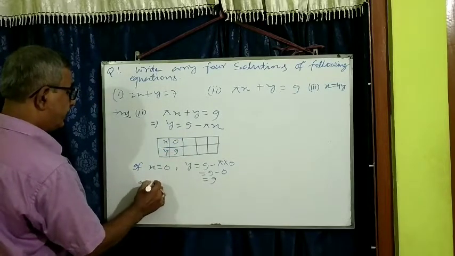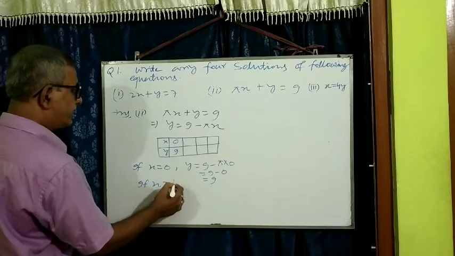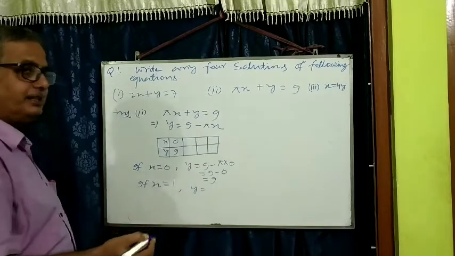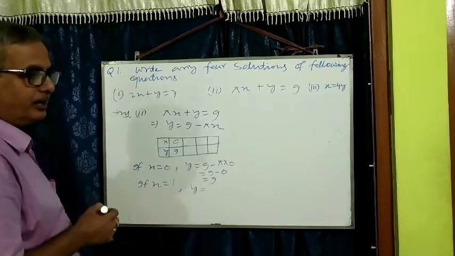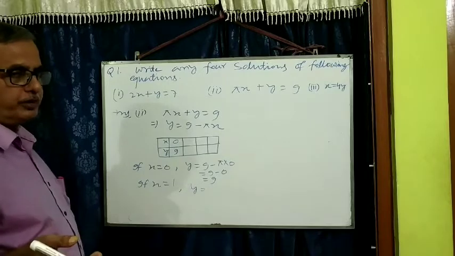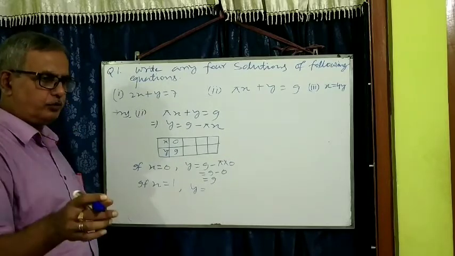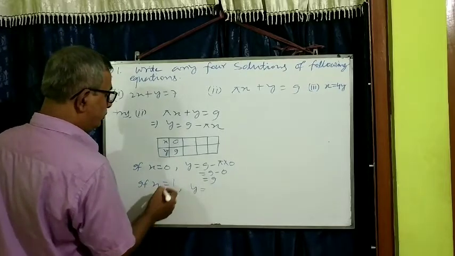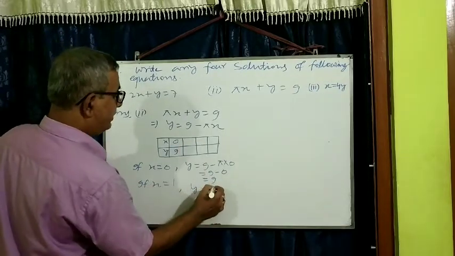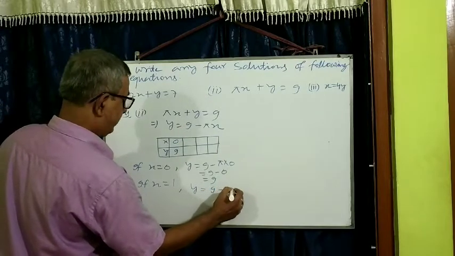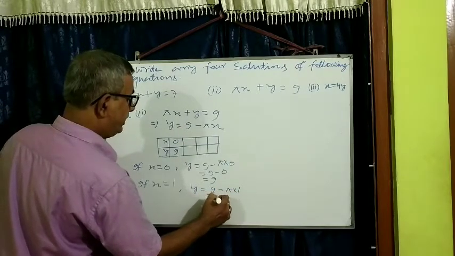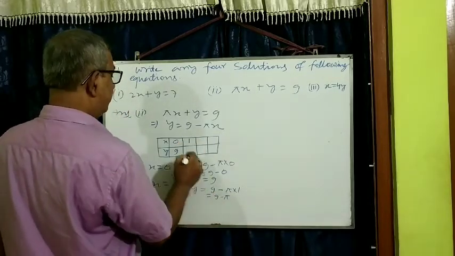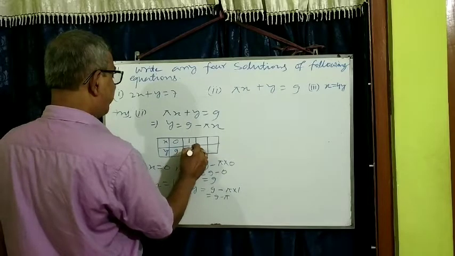If x is equal to, suppose you are writing 1, then what will happen? Don't think about where I am bringing x is equal to 1 from. I told you it is up to you what value of x you want to take. Y is equal to 9 minus pi into 1, so 9 minus pi. X is equal to 1, y is 9 minus pi.